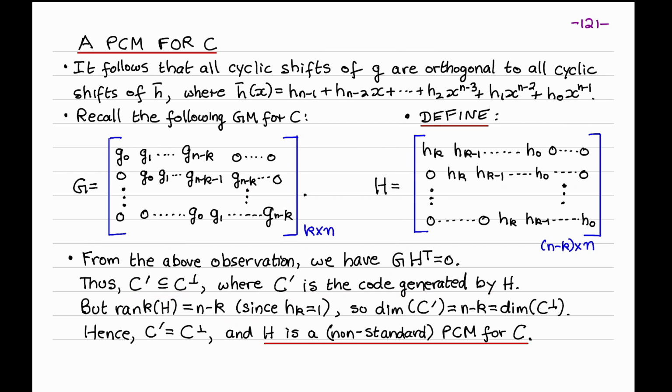But now the rank of H is n minus k, because recall that h_k is 1, and so the matrix H has n minus k leading ones. Thus, the dimension of C primed is n minus k, which is also the dimension of the dual code of C. Finally, since C primed is contained in C perp, and they have the same dimension, it must be the case that C primed equals C perp. And this shows that H is a generator matrix for the dual code of C, and thus H is a parity-check matrix for C.